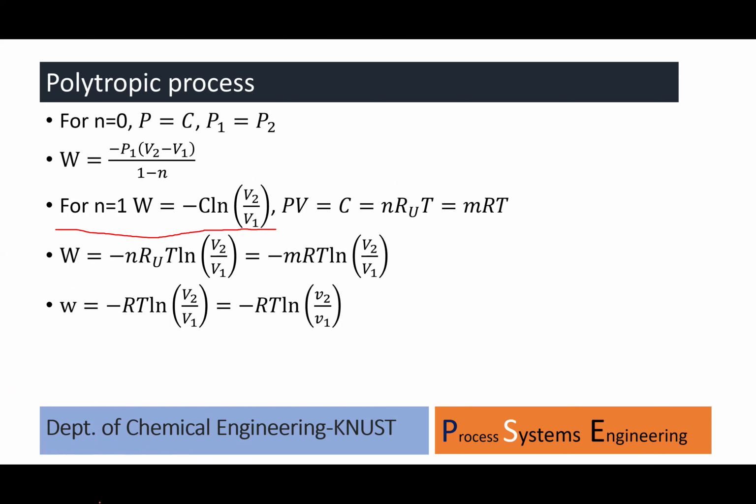Is that okay? And once again, we said that c is going to be equal to pv to the power n. Our n is 1, so c is just going to be equal to pv. And that means it's going to be equal to nRT or mRT. So I can replace the c over here with any of these terms, and then I'll get my final expression.